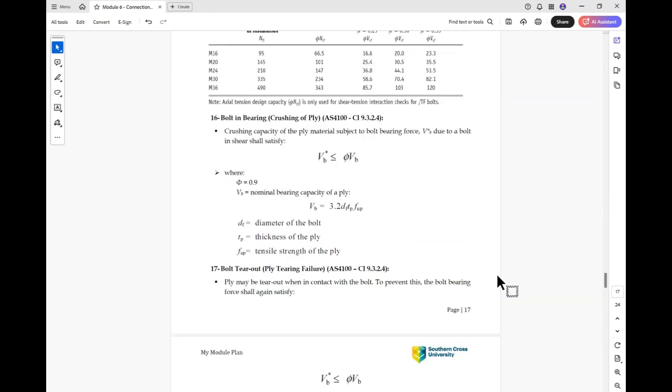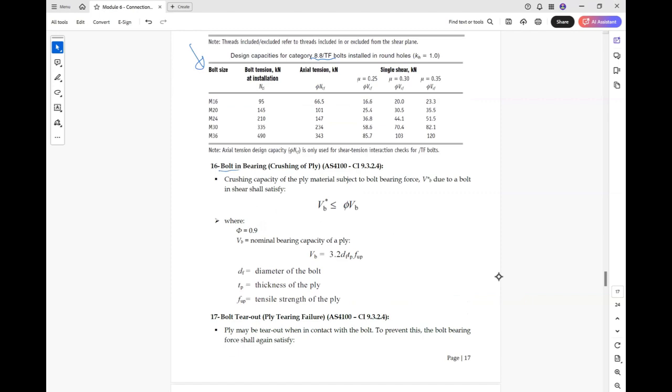So another type of failure in the bolted connection is bolt bearing, or crushing of the connected element, not the bolt itself. So crushing capacity of the ply material subject to bolt bearing force V*b due to a bolt in shear. So if we have something like this, and this is our bolt, the bolt may cause a bearing on the hole here. So this is called bearing on the plate itself.